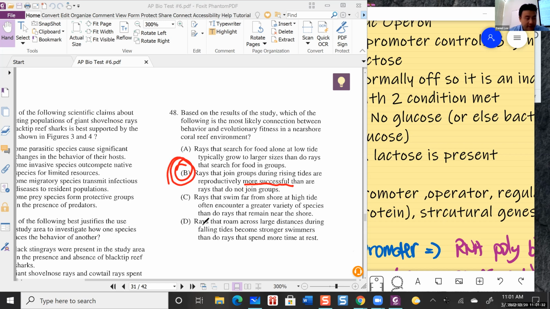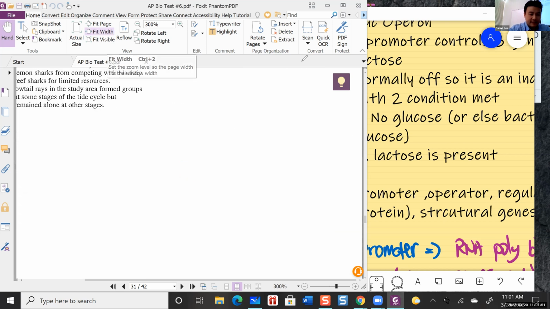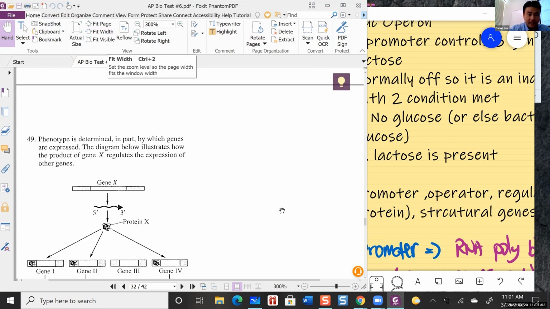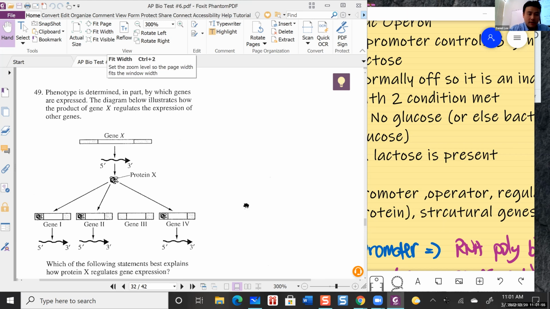So that's about behavior, okay? And rays that swim far from the shore at high tide, we don't know how far they swim from the shore. We only have one study area, so no. Rays that roam across large distances, we don't have that information either. So the best answer is B, about grouping. Grouping together improves your fitness, yeah? All right, let's look at just one more here.